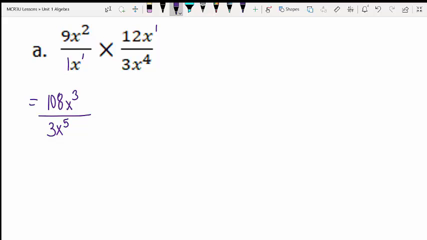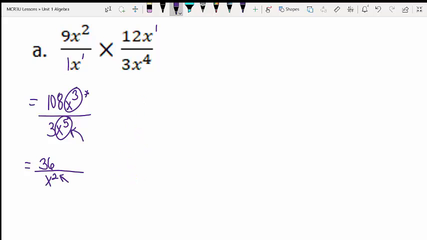Okay, now let's reduce that. So 108 divided by 3 is 36. X to the power of 3 divided by x to the power of 5. You're going to use your quotient rule. So x cubed divided by x to the power of 5 is equal to x to the negative 2, which really turns into 1 over x squared. So we have x squared.